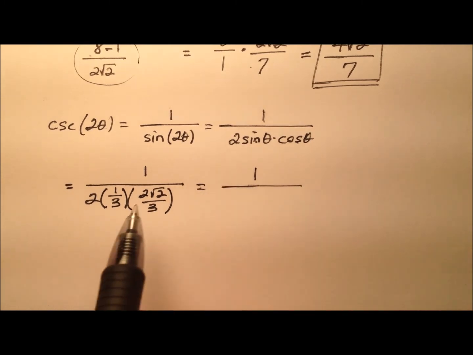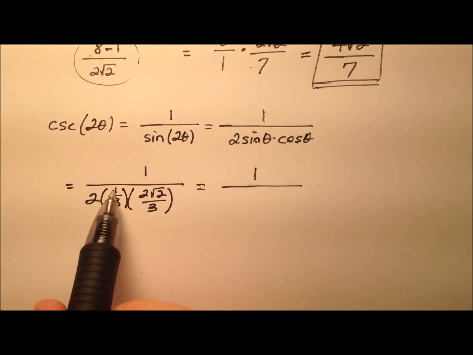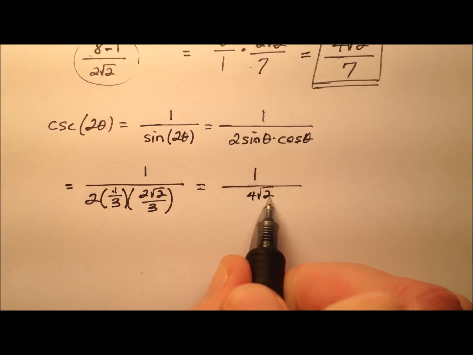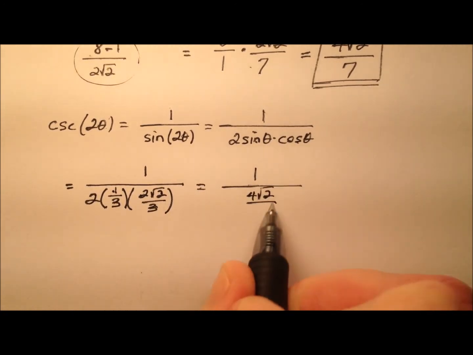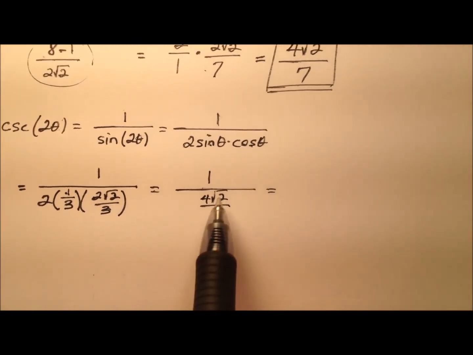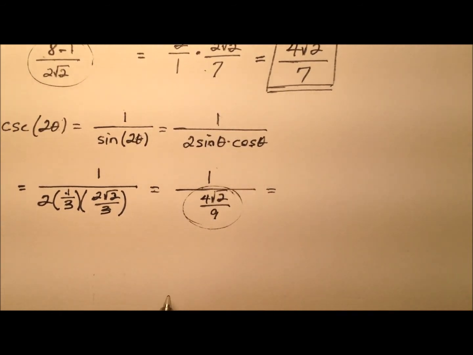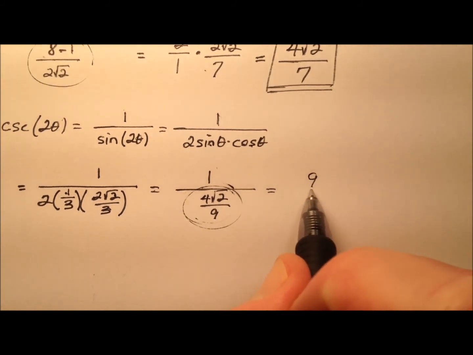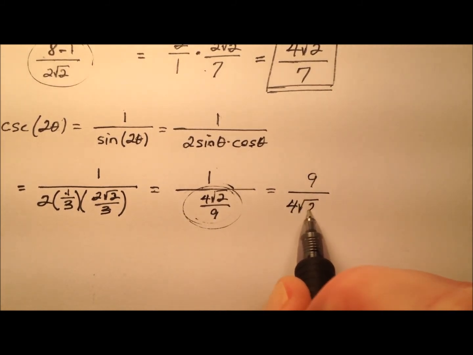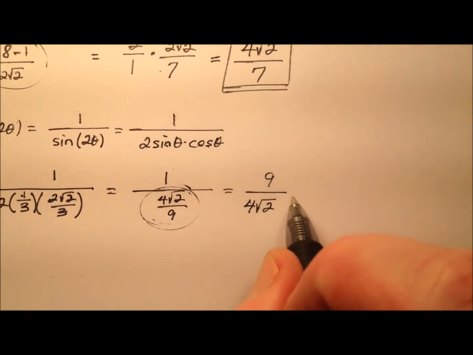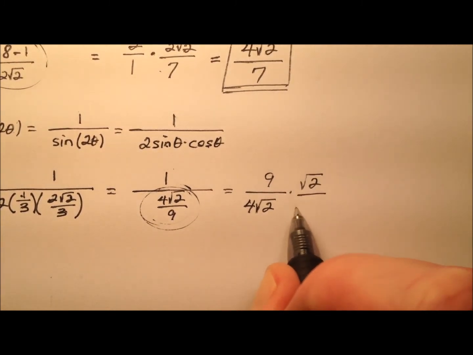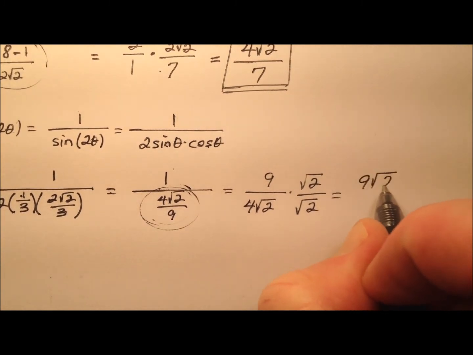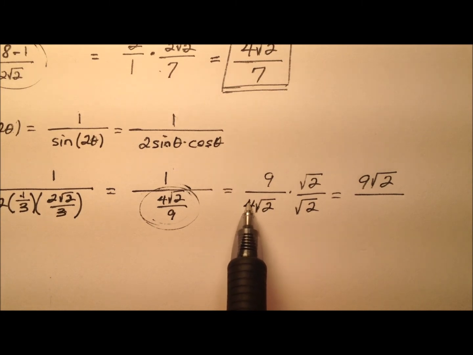So 1 over. Okay, so 2 times 1 times 2 radical 2. So it looks like we'll have 4 radical 2 over, and 3 times 3 is 9. So this is 1 over this fraction, so we're already dealing with a reciprocal, so I'm just going to go ahead and take the reciprocal of this guy, 9 over 4 radical 2, and we can do a little cleanup by rationalizing this denominator. So really what I'm going to have here is 9 radical 2 over, well, 4 times 2 is 8.